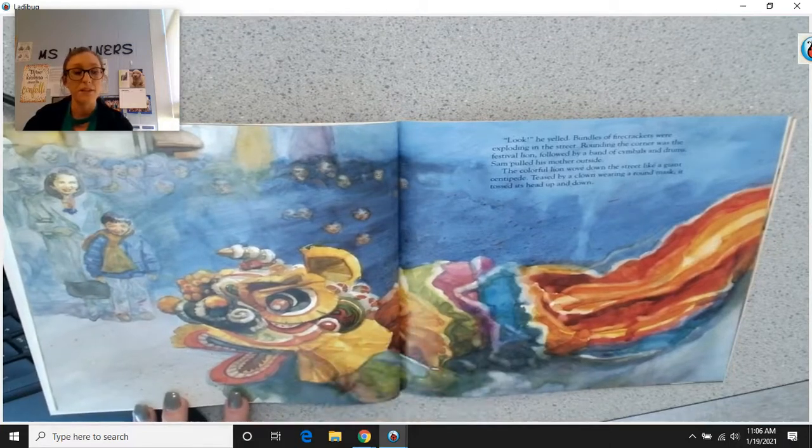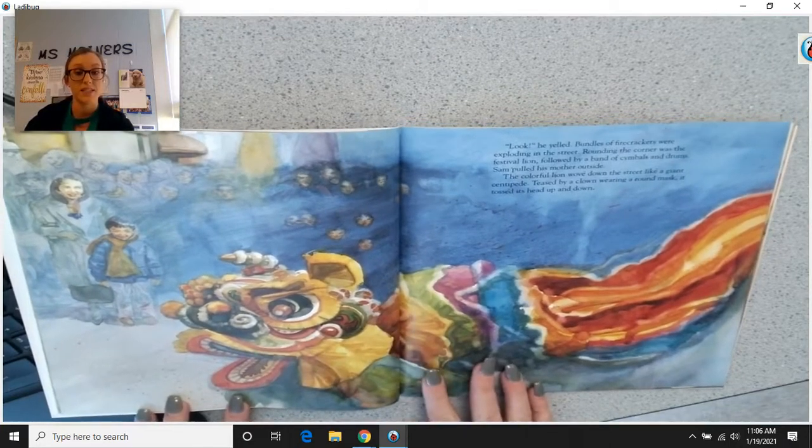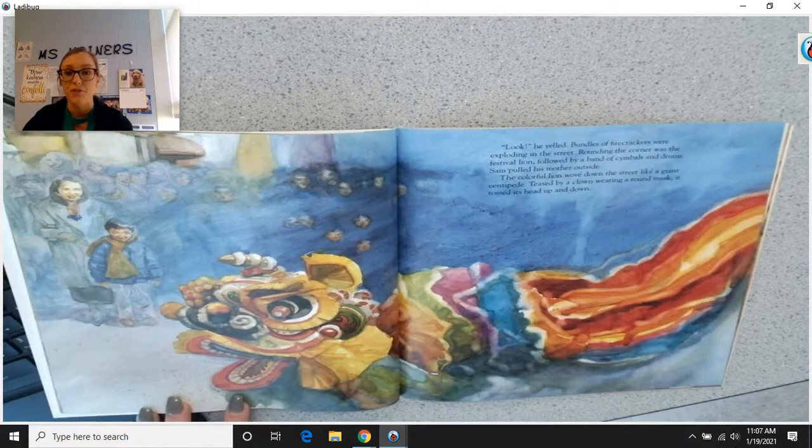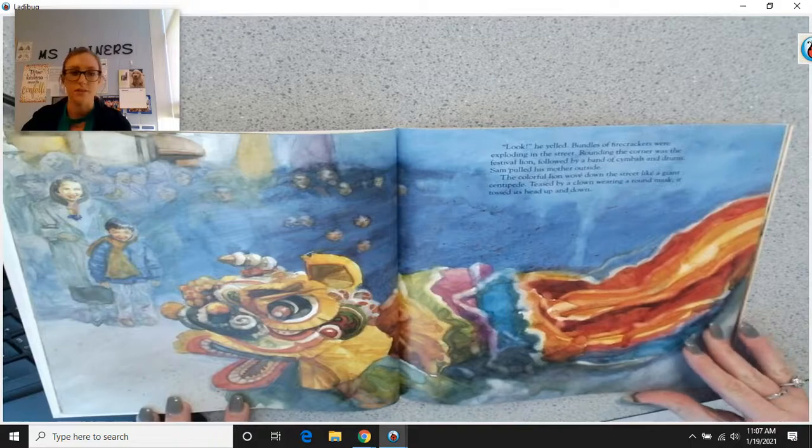All right, pay very close attention to this illustration because this one is going to come back up in your writing assignment. "Look," he yelled. Bundles of firecrackers were exploding in the street. Rounding the corner was the festival lion, followed by a band of cymbals and drums. Sam pulled his mother outside. The colorful lion wove down the street like a giant centipede. Teased by a clown wearing a round mask, it tossed its head up and down.